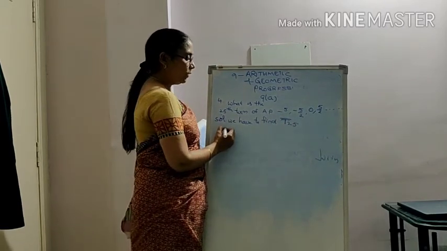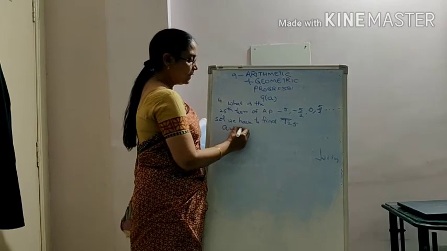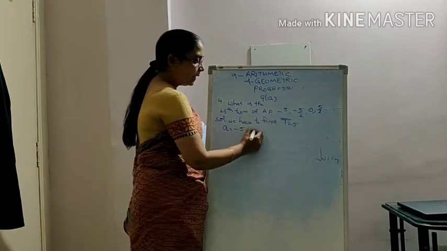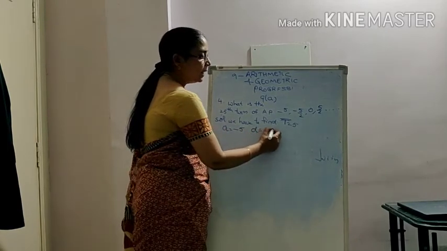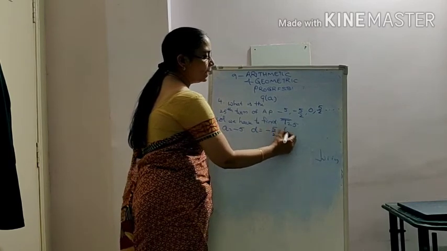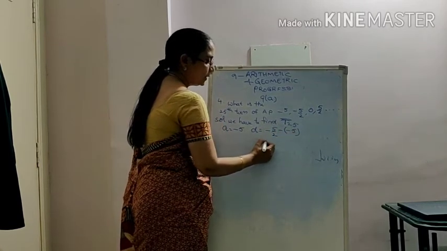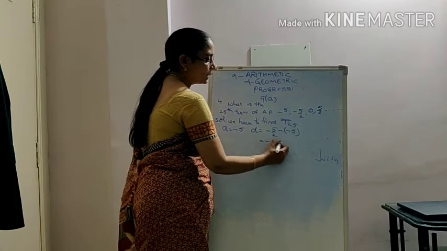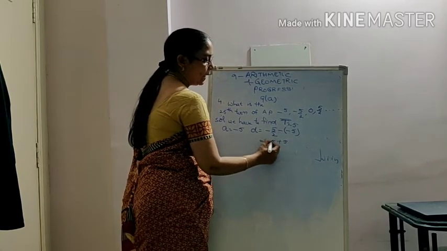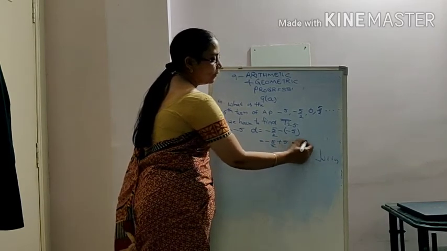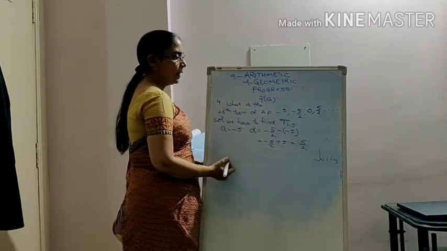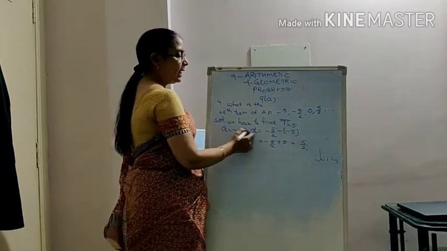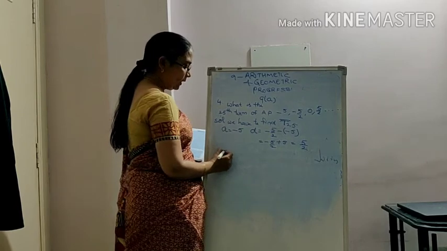Now how to find out T25? A is minus 5 here. Let us find out D. D is minus 5 by 2 minus of minus 5, which is minus 5 by 2 plus 5. 2 5s are 10, 10 minus 5, 5. So the difference is 5 by 2. Now A and D are known. We have to find out the 25th term.